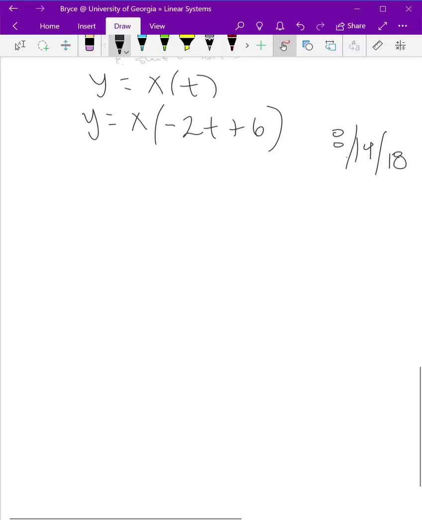So when we're doing that transform, we have to understand that in this situation we'll have three different elements going on. We're going to have a mirroring of our graph due to our negative. We're going to have a compression of our graph due to this 2. And we're going to have a shift on our graph due to this 6.